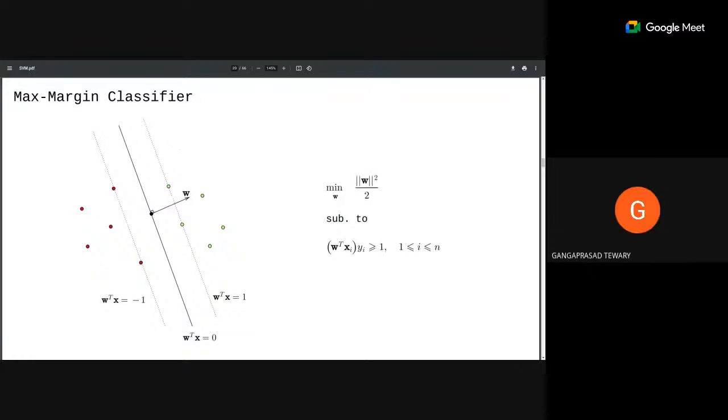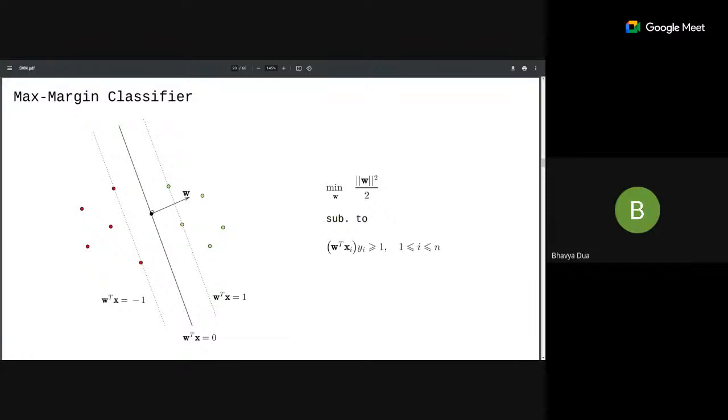Okay, let us proceed. Any other questions? Because this is like one stage of the session, right? This is what we call a max margin classifier, right? So we are trying to maximize the margin subject to some constraints.